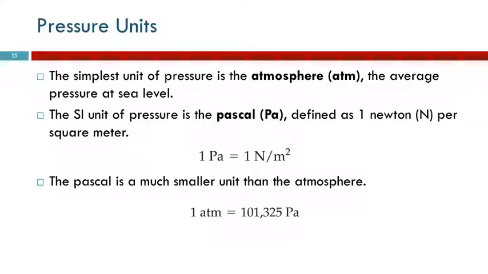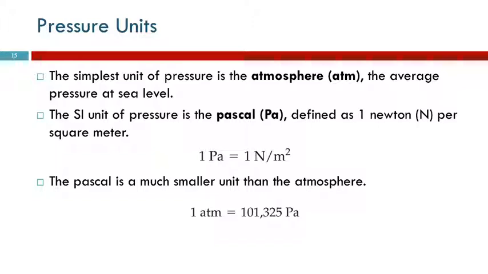So we need to be able to measure the pressure of a gas, which means we need units to use. The simplest unit is the atmosphere, abbreviated ATM, and that's the average atmospheric pressure at sea level. The SI unit of pressure is the Pascal, abbreviated capital PA, and that is defined as 1 Newton per square meter. So 1 Pascal equals 1 Newton per square meter.